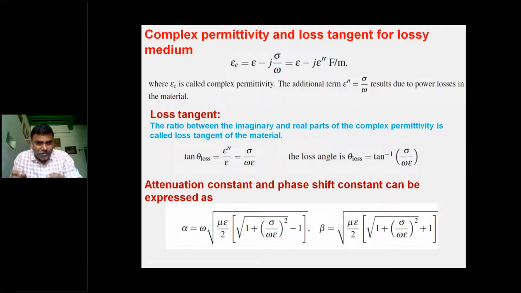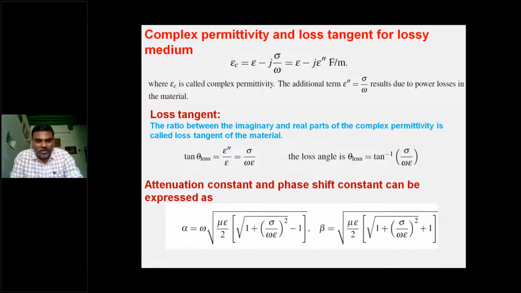And here that sigma by omega epsilon is the parameter which describes whether the material is a good conductor, good dielectric, or perfect dielectric. So based on this, we call the material a good conductor or good dielectric, etc., since it is called the loss tangent. If sigma by omega epsilon is greater than 1, we can call that a good conductor. If it is less than 1, we can call that a good dielectric. If it is 0, perfect dielectric, like that.